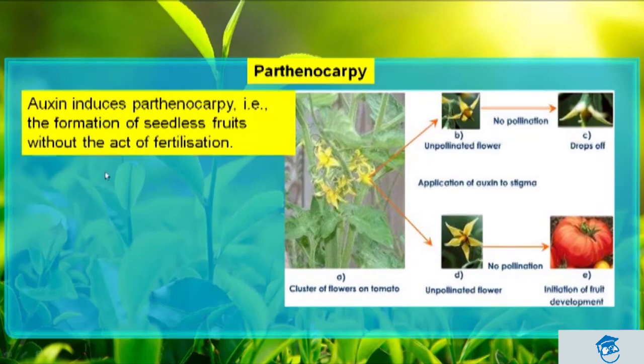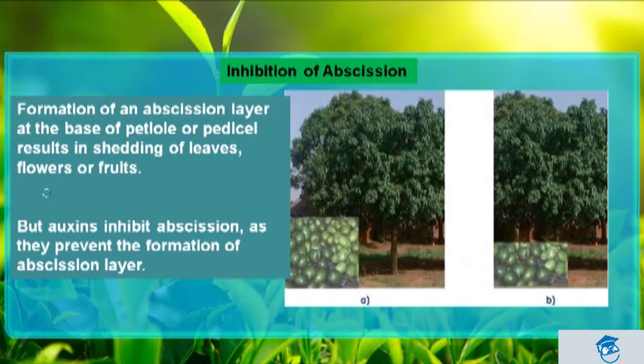So this shows parthenocarpy, that auxin induces parthenocarpy, that is the formation of seedless fruits without the act of fertilization, students. Now, inhibition of abscission. Obviously, auxin, as I told you, is responsible for growth. So, it inhibits abscission also. Formation of an abscission layer at the base of the petiole or pedicel results in the shedding of leaves, flowers or fruits. Okay, but auxin inhibits such abscission as it prevents the formation of abscission layer.